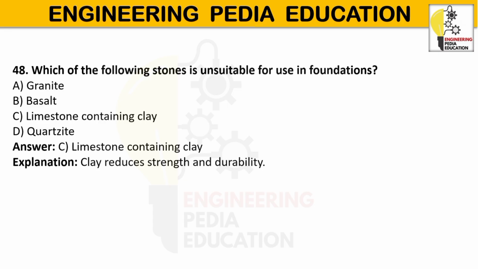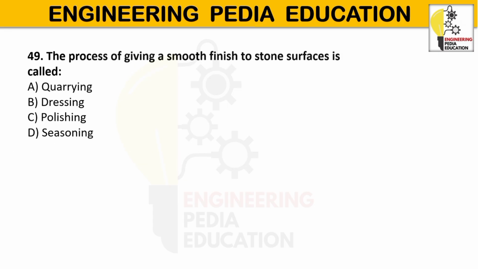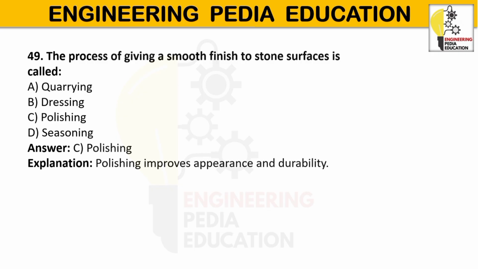The process of giving a smooth finish to a stone surface is called quarrying, dressing, polishing, or seasoning? So the correct answer is polishing. Polishing improves appearance and durability. For marble, polishing appears well, and for slate the structure appears unpolished, so it is less perfect.